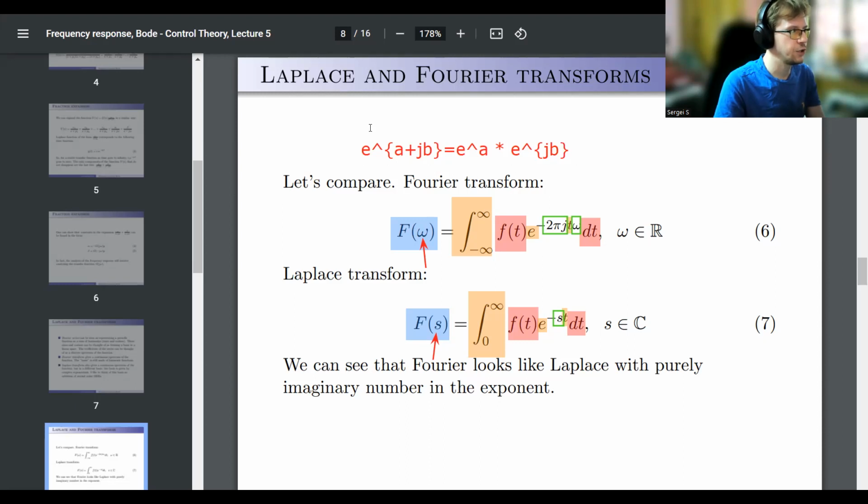This is how exponential works. This is how powers work in j. If you have e to the power something plus something, it's the same as e to the power something times e to the power something. This becomes this. This becomes this.